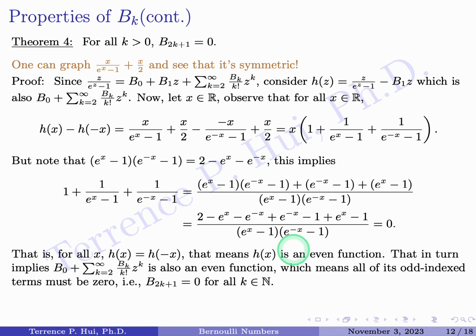Hey, something's funny happening, right? You see this minus e to the minus x and plus e to the minus x, they cancel. That becomes 0. Then you got this 2 minus e to the x and plus e to the x, they also cancel to 0. And then you got 2 minus 1, hey, that's also 0. So in other words, the top is 0, that means everything is 0. So we have now proved h of x minus h of minus x is 0. What does that mean? That means h of x must be h of minus x for all x.